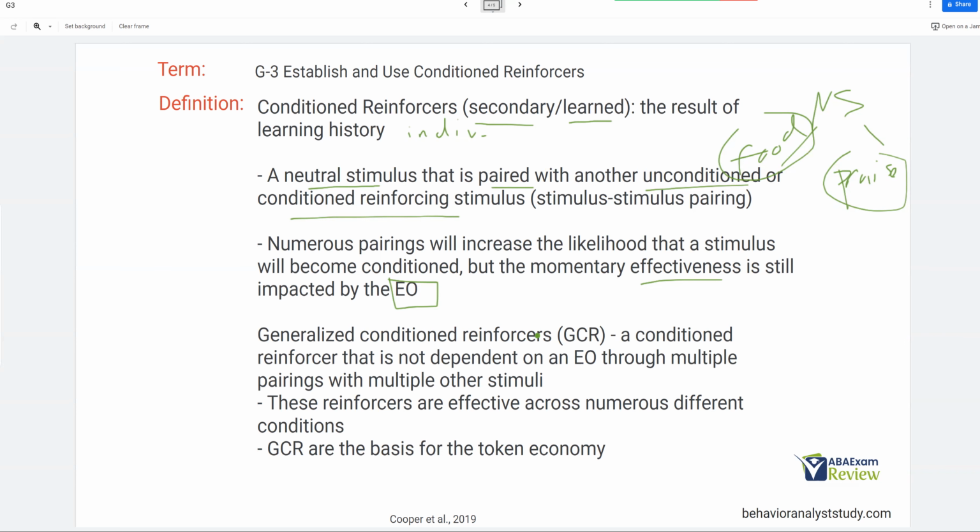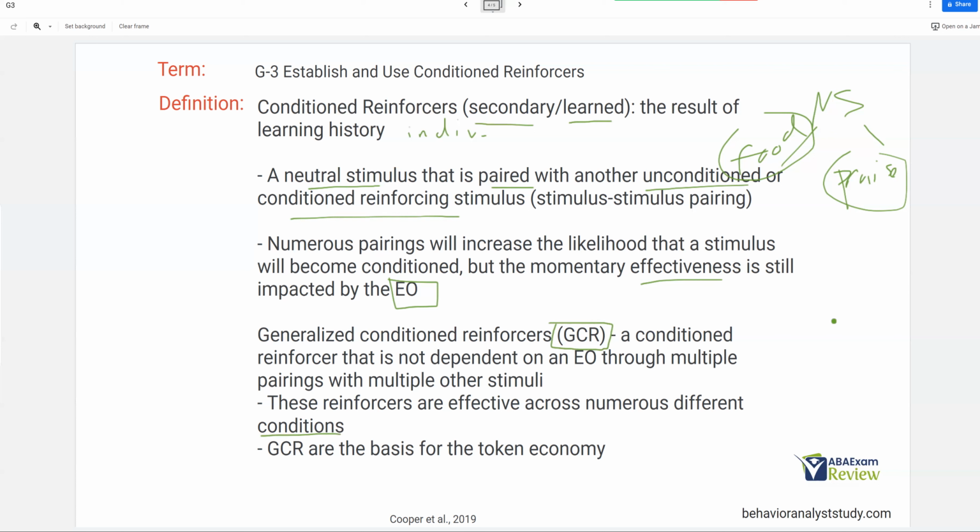Finally, generalized conditioned reinforcers. You hear these a lot. Think tokens, right? Think money. These are conditioned reinforcers not dependent on really any specific establishing operation through multiple pairings with multiple other stimuli. In other words, these reinforcers are effective in many, many different conditions. When we think GCR, don't think in terms of, well, I can reinforce a bunch of different behaviors, because in theory, anything that is reinforcing is going to reinforce the behavior it follows. The specific idea behind the GCR is that it's effective in different conditions.